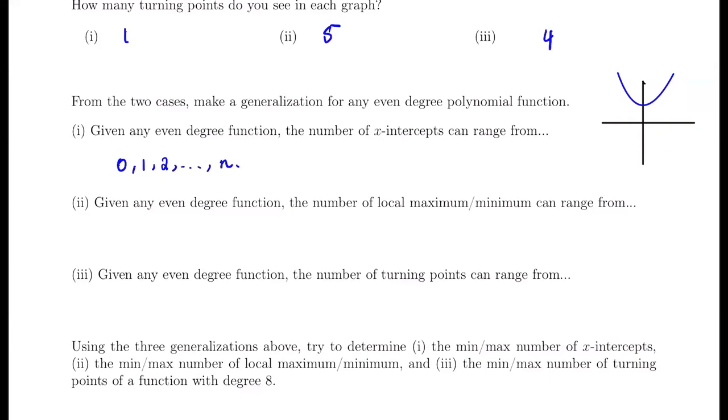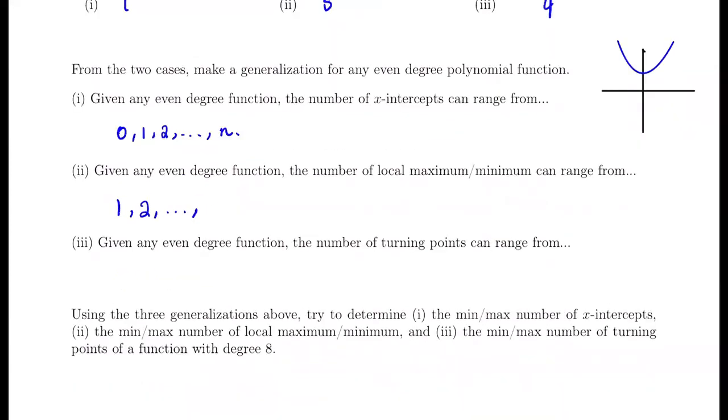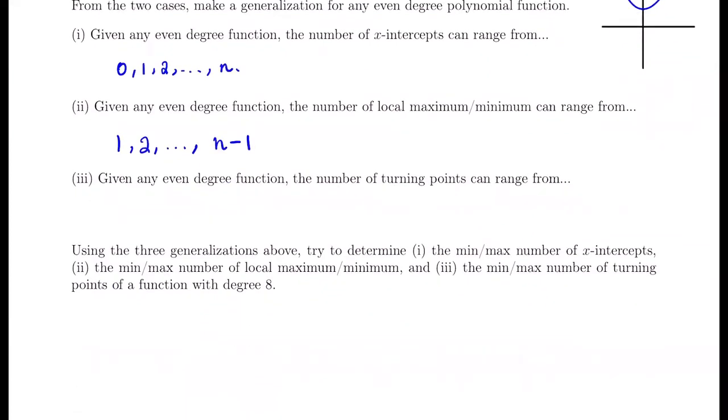And then for the second one, for any even degree polynomial function, the number of turning points can range from, for this one, there's going to be 1, that's going to be the minimum. And then it can go all the way to n minus 1, which is also the same as the odd function. And same thing for part 3, the number of turning points is also the same as the number of local minimum and maximum points. So there's going to be 1, 2, all the way to n minus 1.